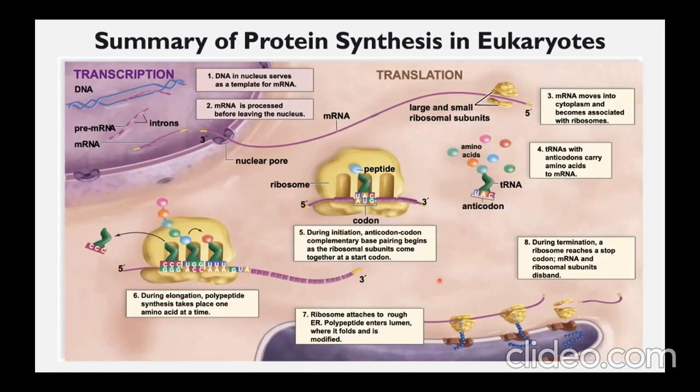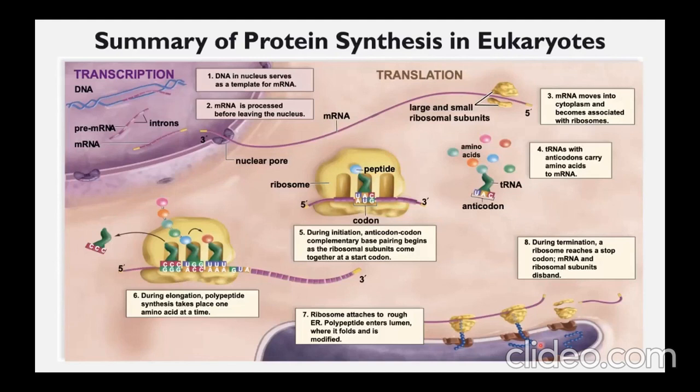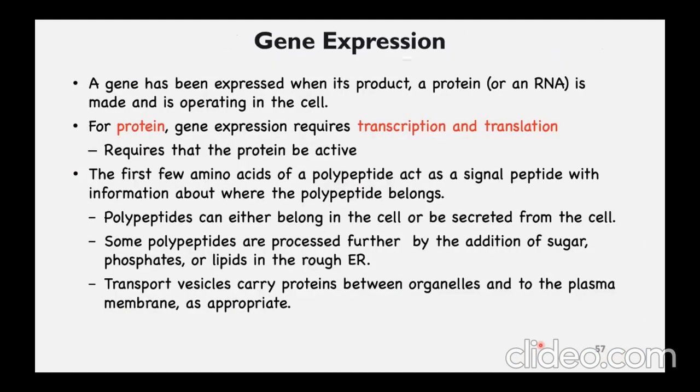Okay, please read through again. So lastly, once the protein has entered the ER, what happened? That is the final part of the gene expression. A gene has been expressed when its product, or a protein, is made and is operating in the cell. Okay, so for a protein, gene expression requires transcription and translation. It also requires that the protein released in the ER be active.